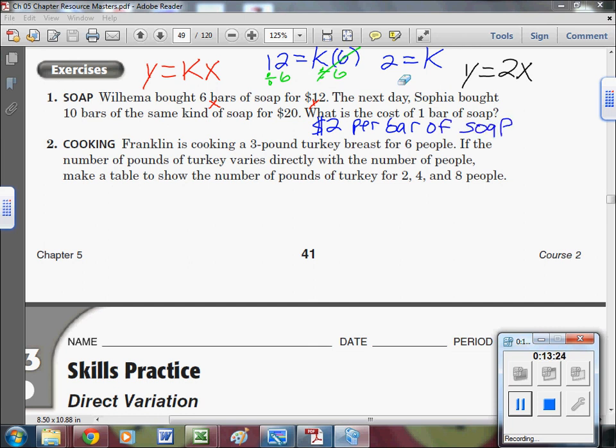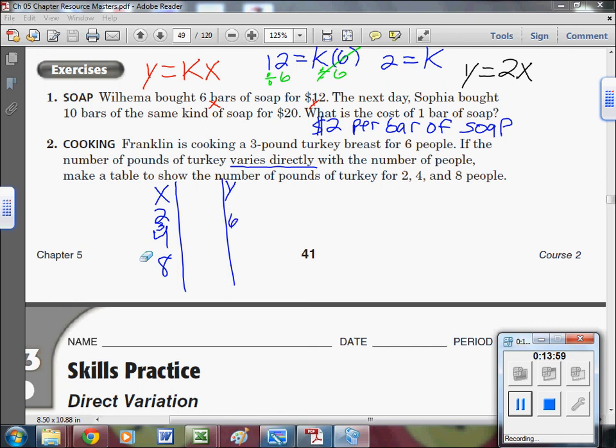Take a look at example number 2, exercise 2, hit pause if you think you've got it. It says Franklin is cooking a 3-pound turkey breast for 6 people. If the number of pounds of turkey varies directly, meaning direct variation, with the number of people, make a table to show the number of pounds of turkey for 2, 4, and 8 people. So 2, 4, 8 people. That's our values for x. Now, it told us that a 3-pound turkey will fit 6 people.